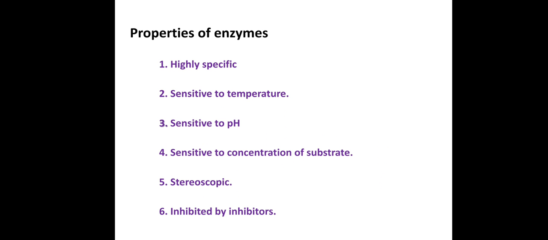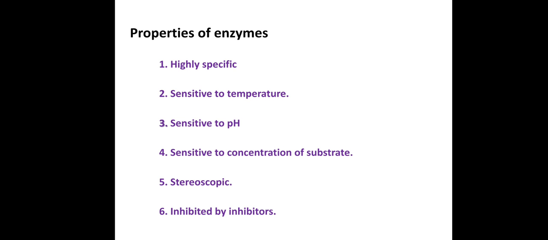We have also seen the properties of enzymes: they are highly specific, sensitive to temperature, sensitive to pH, and sensitive to the concentration of the substrate, and they are stereospecific as well as inhibited by inhibitors. Stereospecific refers to a condition where a particular enzyme is highly specific for a stereoisomer. You have heard about isomers.